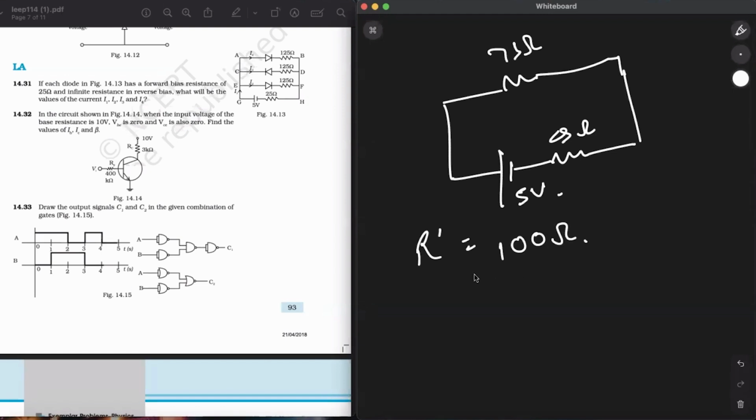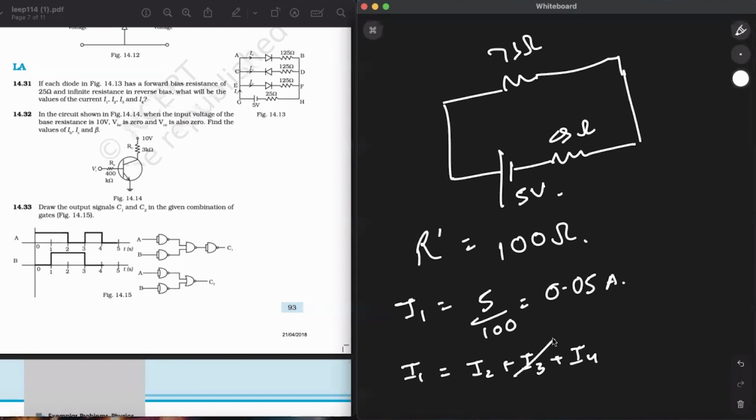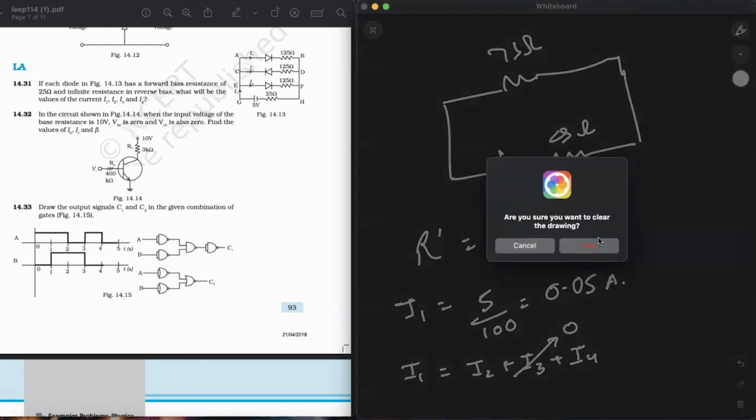And the current leaving the circuit, I, is equal to V by R dash, so 5 upon 100, which is equal to 0.05 amperes. So now we have to apply Kirchhoff's law. The I which is leaving here, I1, will be equal to the I which went through each of the branches, so 2, 3 and 4. I1 is equal to I2 plus I3 plus I4. We already know I3's current is 0, so I1 will be equal to I2 plus I4.